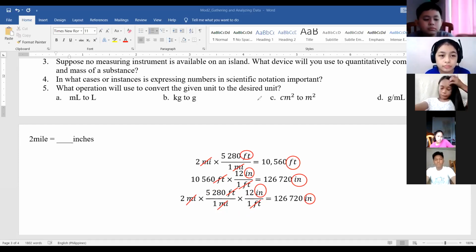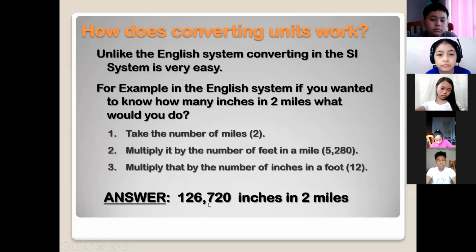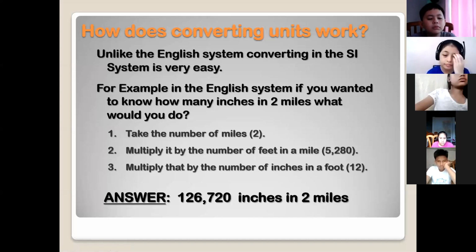Okay, let's proceed with the next. So the answer is 126,720 inches, which is equal to 2 miles. Okay, this is how the English system works.